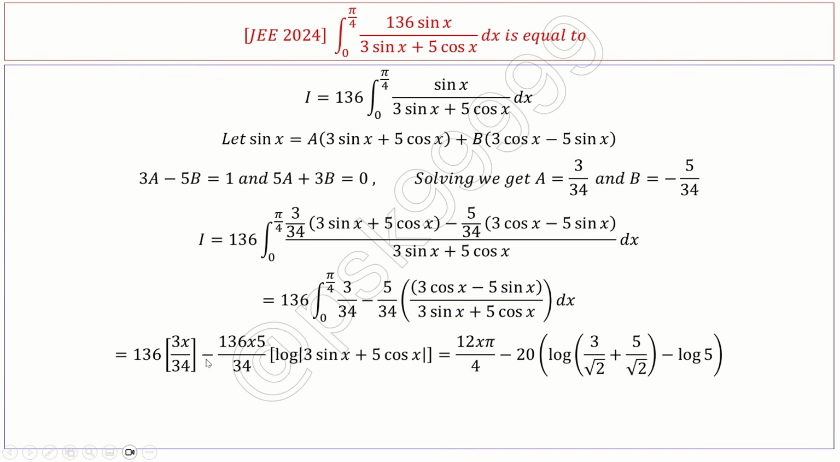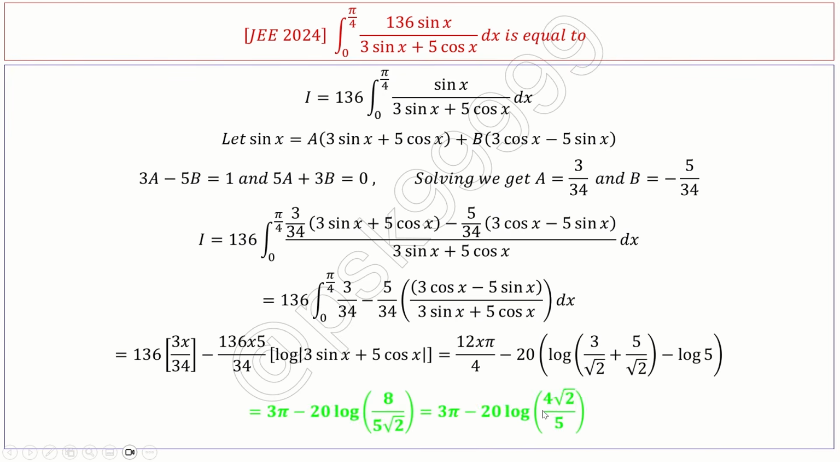Okay. So first part is very simple, 3 by 34, 136 is there anyway, 136 into 3 by 34 into x, you have to apply limits here, minus 136 into 5 by 34, as I wrote, into log of, because this is integration of 1 by t, which is log of 3 sin x plus 5 cos x. Okay, now apply limits for this one also. Now if I apply pi by 4, this will become 12 into pi by 4, minus 20 times, this is 4 into 5, which is 20 times log of, pi by 4. If I apply, this will become 3 by square root of 2 plus 5 by square root of 2 minus log 5.